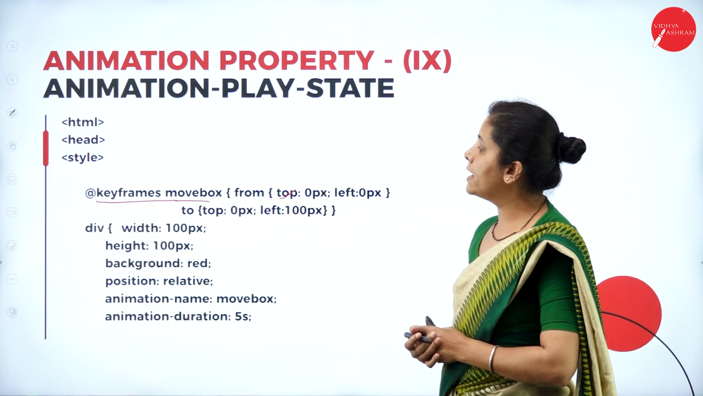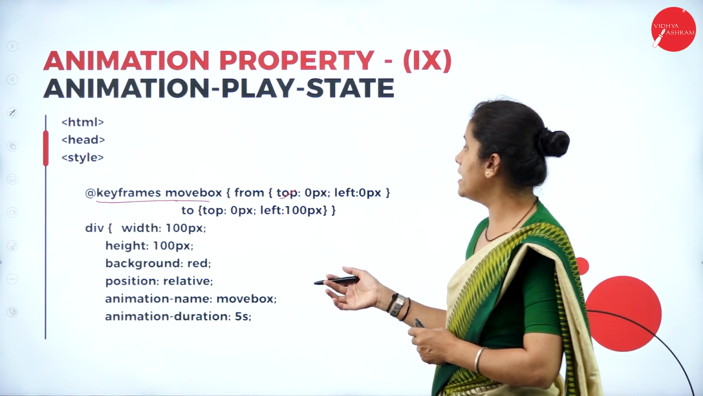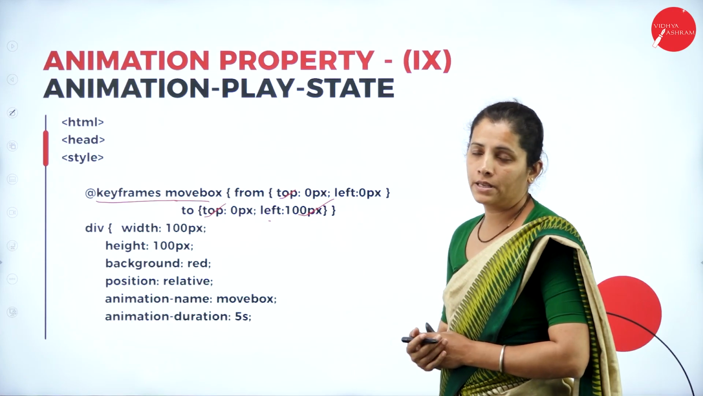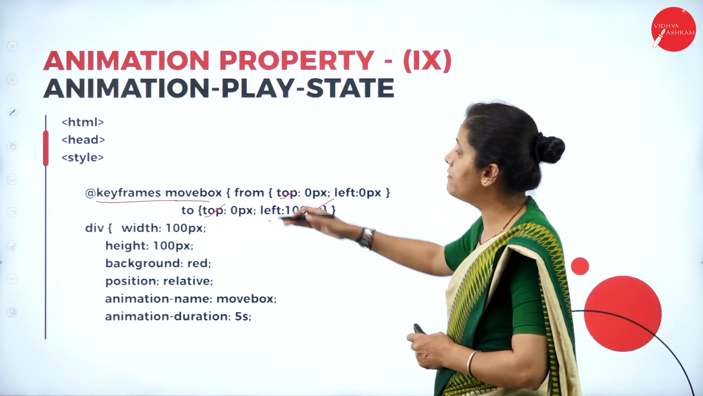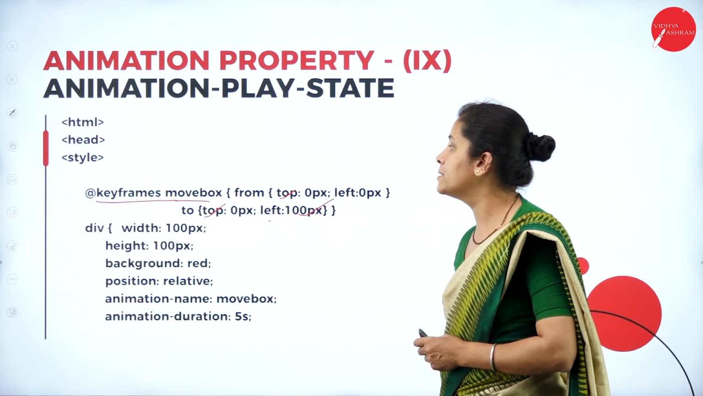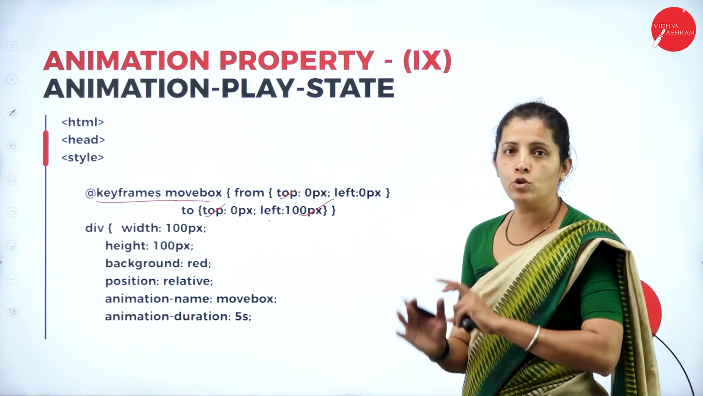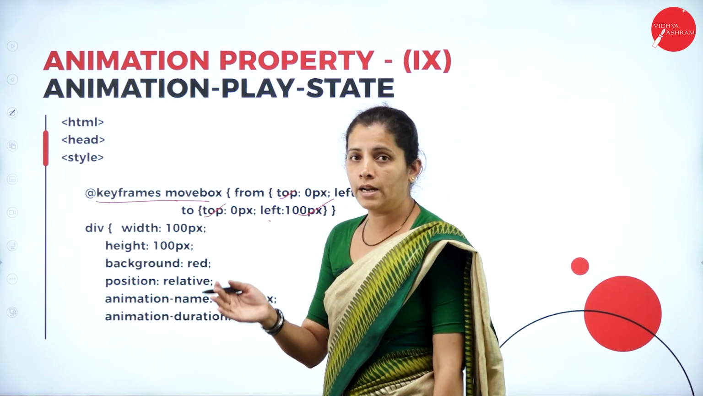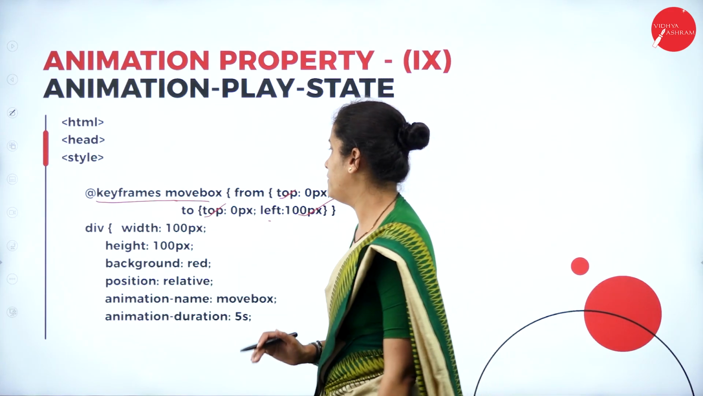Okay, and what is my ending state? Top 0, left 100 pixel. Okay, fine. So I have defined my animation. The name of the animation is move box. I want to move the box. So how am I going to move it? Left to right and right to left.